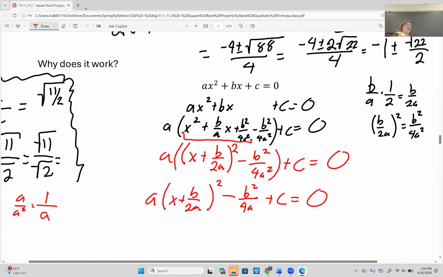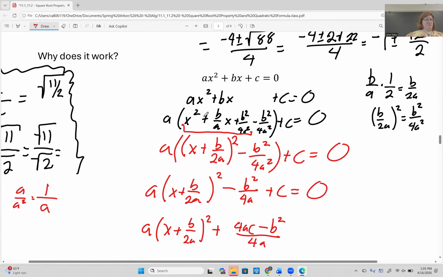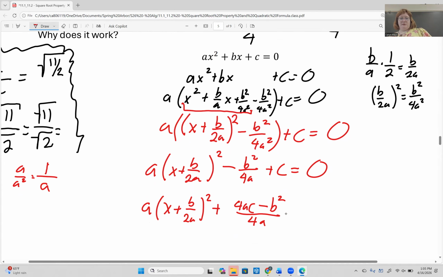It's a little gross here because one of them's a fraction, but we could combine like terms by creating similar fractions or same denominator. And I will add those together to have the same denominator. They will become 4ac minus b squared all over 4a equals 0.